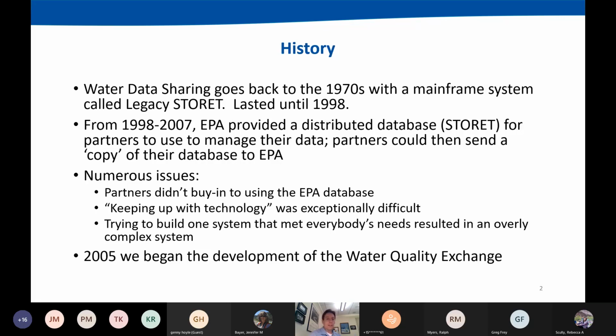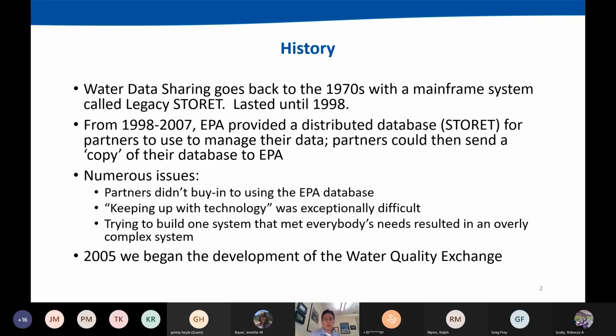We also ran into a lot of issues with technology. Just keeping up with technology was challenging. We were constantly chasing Oracle, which became a challenge. And then the last bullet, which I already mentioned a little bit, is that trying to build one system that met everybody's needs resulted in a system that was just too complicated.